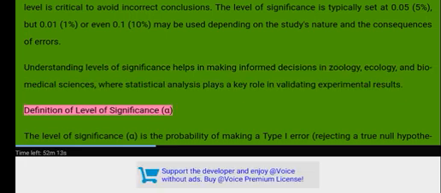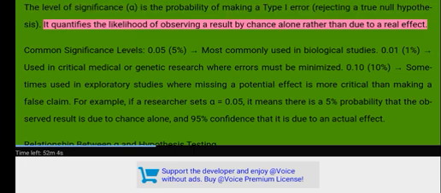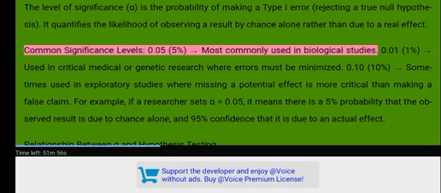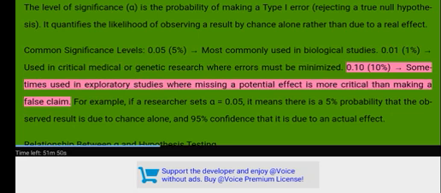Definition of level of significance, alpha. The level of significance, alpha, is the probability of making a type 1 error, rejecting a true null hypothesis. It quantifies the likelihood of observing a result by chance alone rather than due to a real effect. Common significance levels: 0.05, 5%, most commonly used in biological studies. 0.01, 1%, used in critical medical or genetic research where errors must be minimized. 0.10, 10%, sometimes used in exploratory studies where missing a potential effect is more critical than making a false claim.